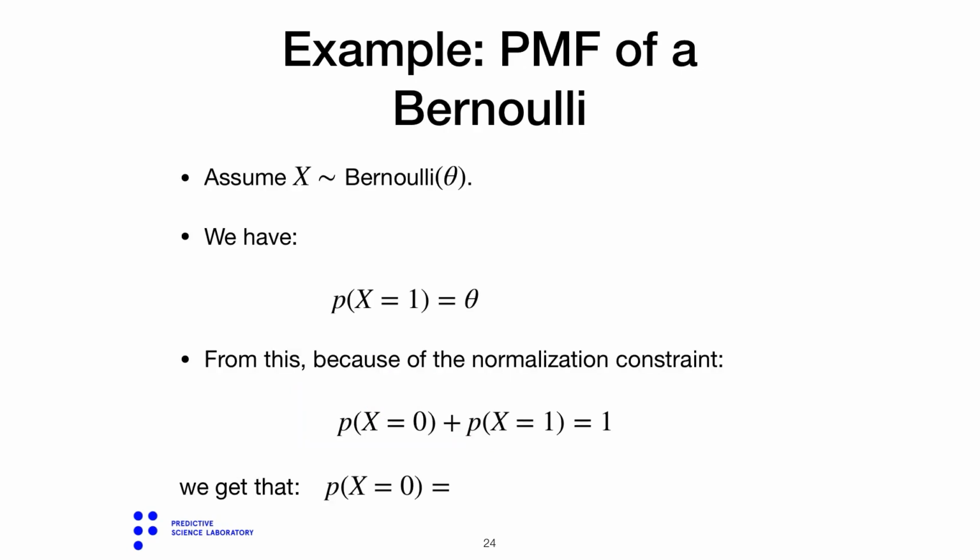Let's look at the probability mass function of a Bernoulli random variable. Of course, by definition, we have that the probability that x is equal to 1 is theta. And from the application of the obvious rule, we can find that the probability that x equals 0 is 1 minus the probability that x equals 1, which is, of course, 1 minus theta.